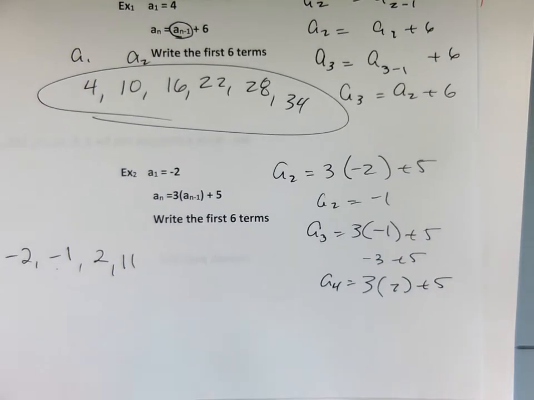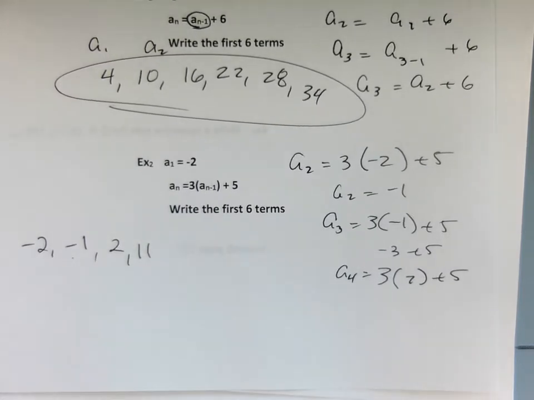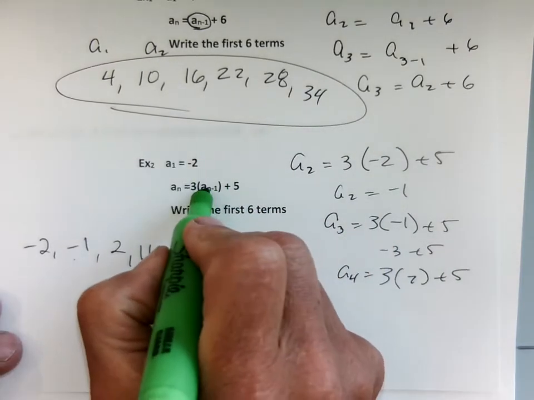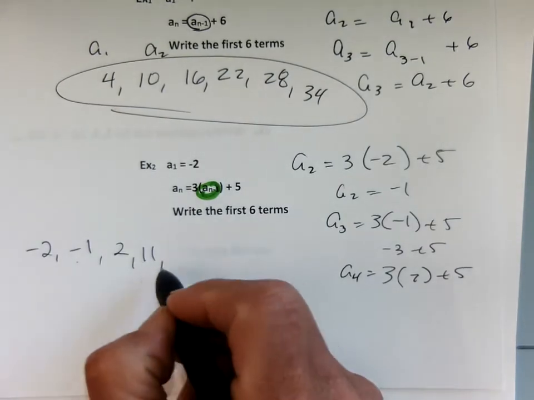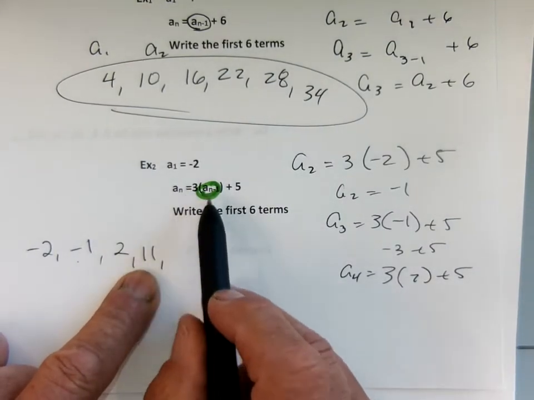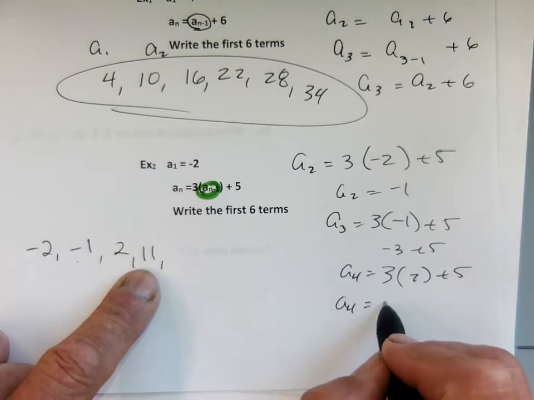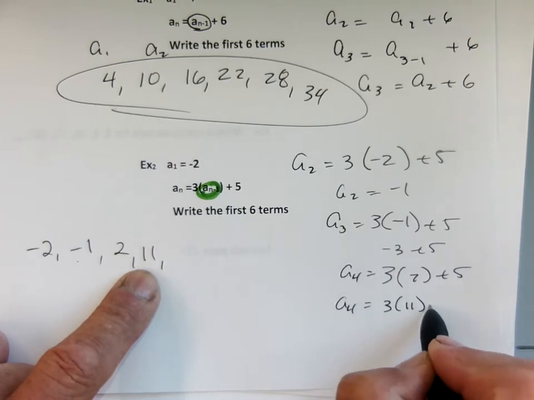I'm going to stop for a second. Am I making sense? This whole thing here is the previous term. So now to make the next term, A4, it's going to be 3 times 11 plus 5.